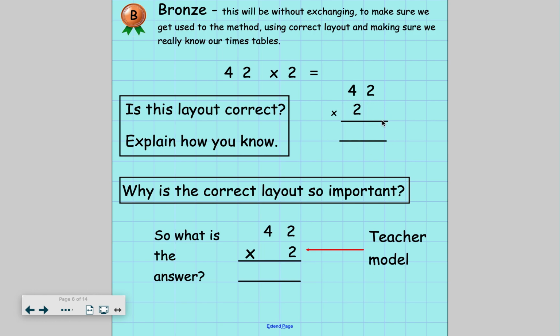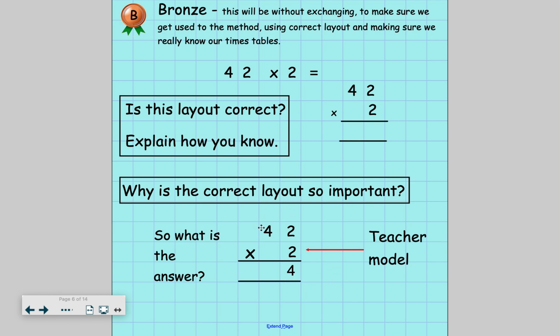And we're going to multiply it by 2. Wait a minute, the 2's in the tens column. That can't be right. Nope, it needs to go there. So let's see if we can answer this. 2 times 2 is, you're right, 4. So there's 4.